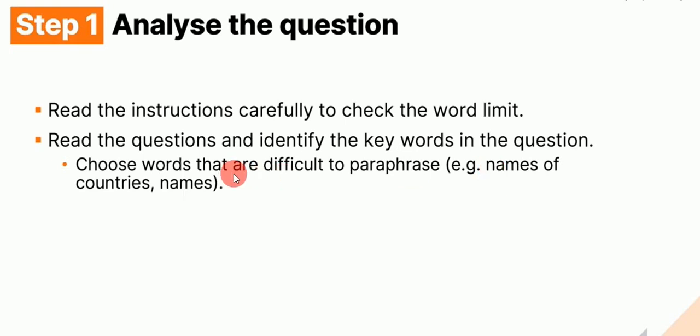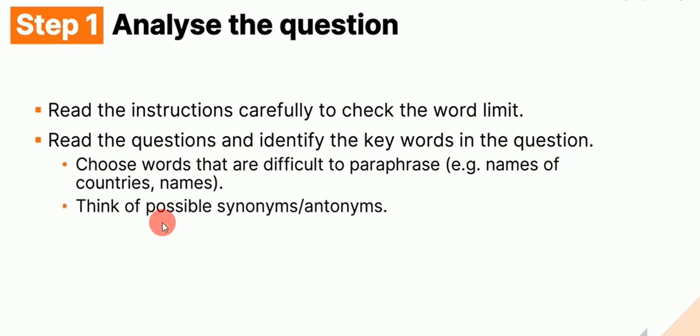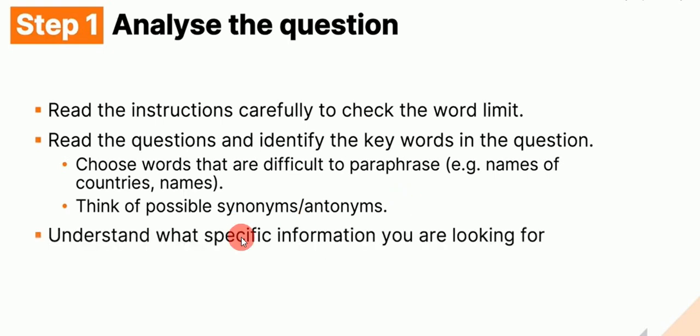The names of countries like China is an example of a word that is difficult to paraphrase. But you may need to think of possible synonyms and antonyms for more general keywords. Lastly, but importantly, make sure you understand what type of information you are looking for. Let's look at these key points in more detail.